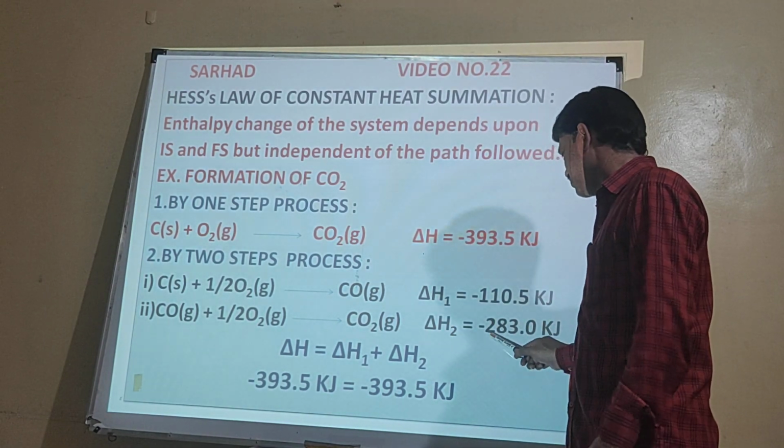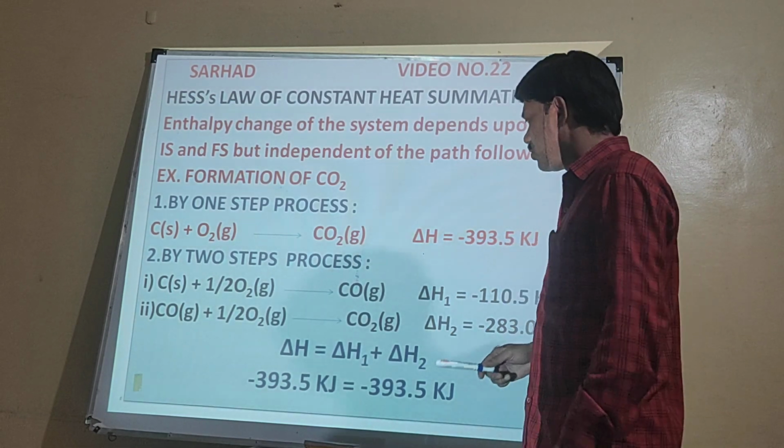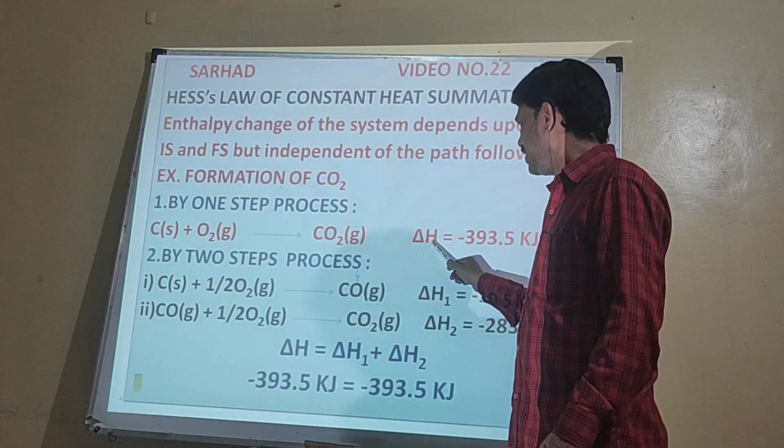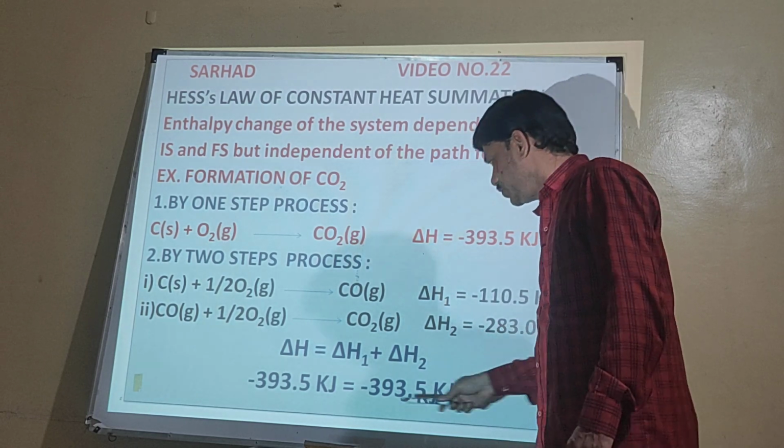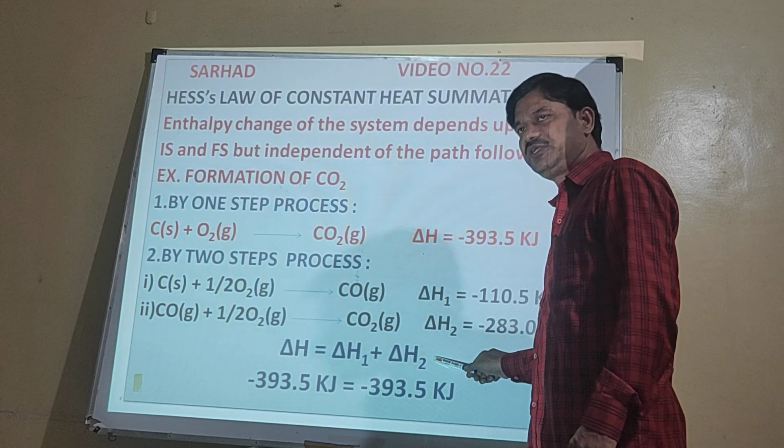Del H2 is nothing but this one. So by using Hess's law, what does the total sum indicate? Del H, this is for the one-step process. These indicate the two-step process. So del H is equal to del H1 plus del H2.